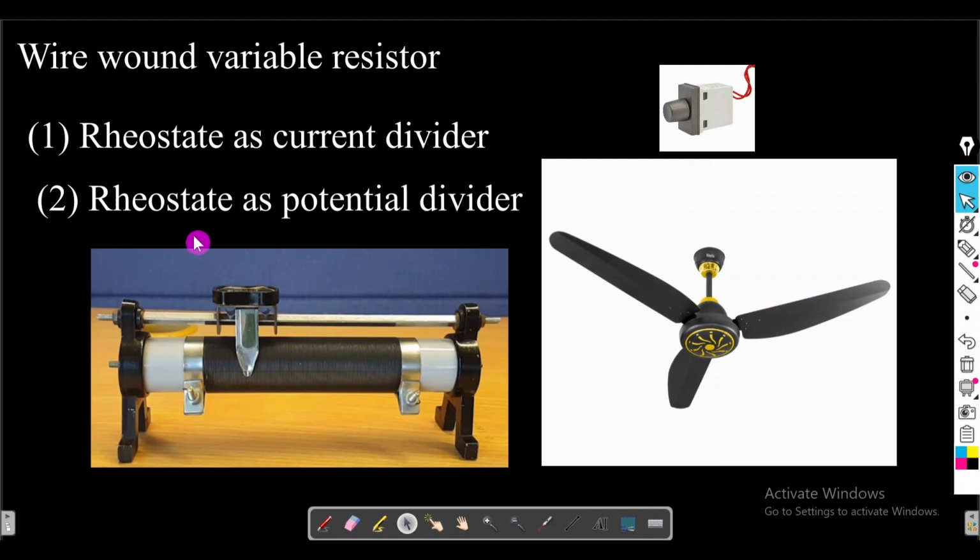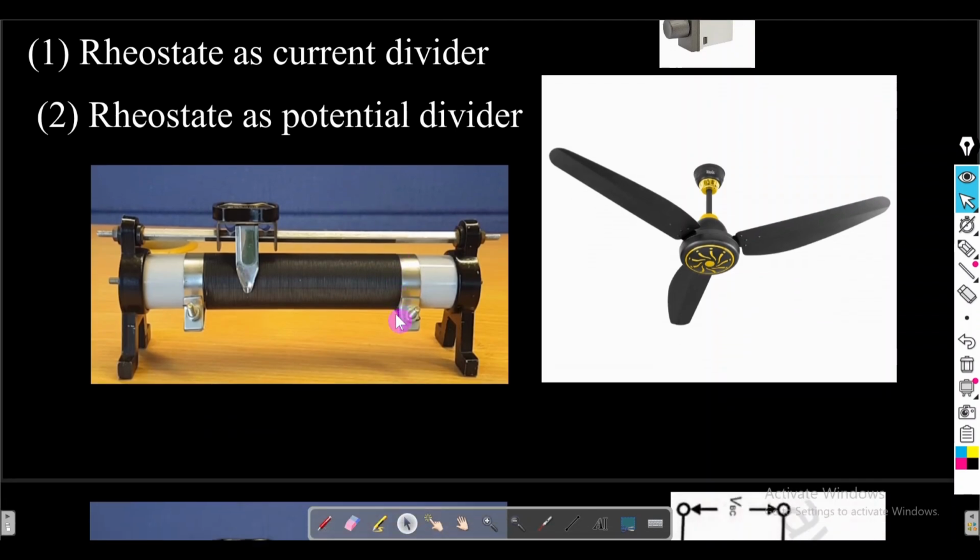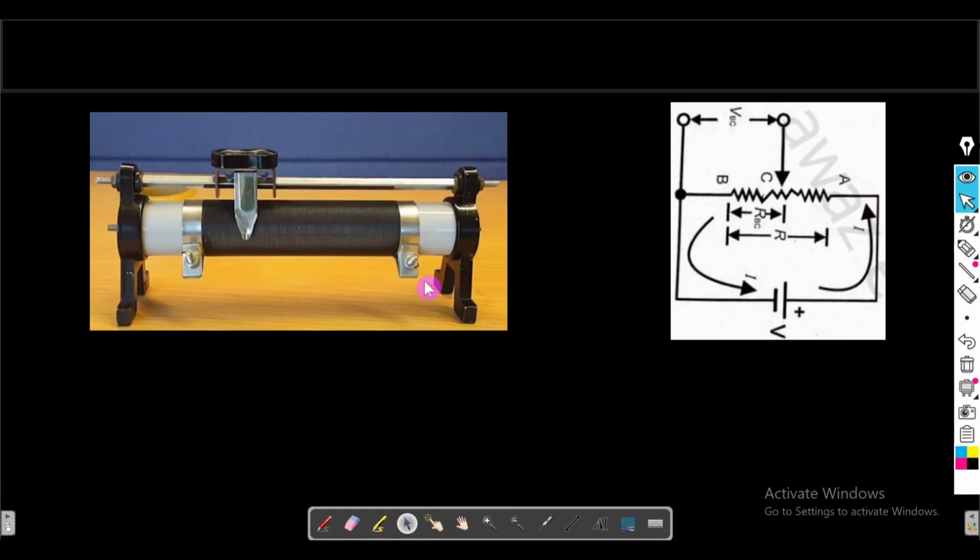Now in this second part of the video, we will discuss how the rheostat is used as a potential divider. Until here in this video, we know how the rheostat is used as a current divider, and it has this application and many more applications as well. From this position in this video, we will discuss how the rheostat is used as a potential divider. For that, I select this same rheostat, copy the image from here and put it here. So this is the same rheostat.